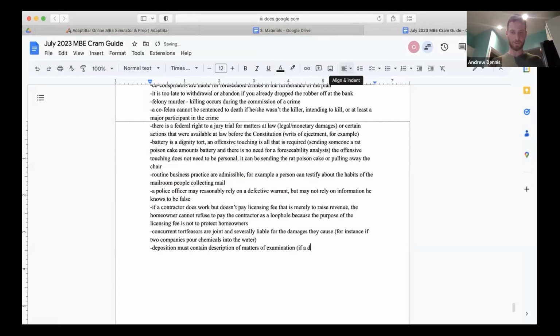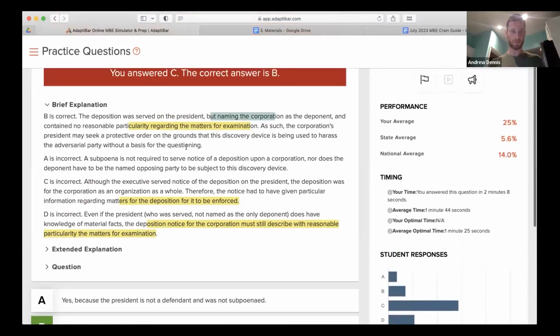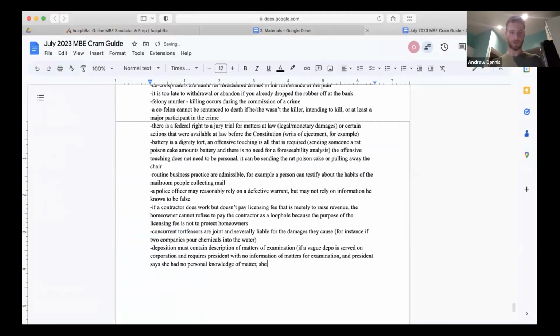Let's say a vague depo is served on a corporation and requires the president, with no information of matters for examination, and the president says she has no personal knowledge of the matter. Then the correct answer is she may seek a protective order against the depo on the basis that the depo device is being used to harass.